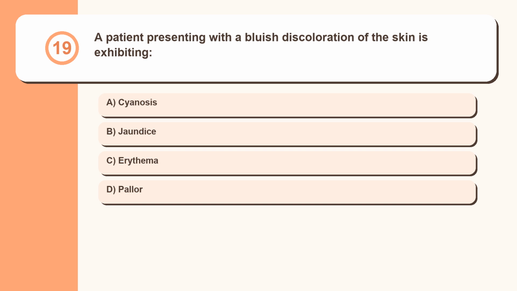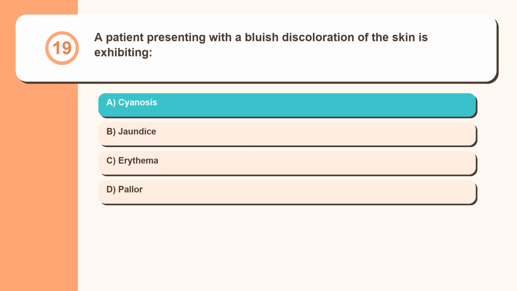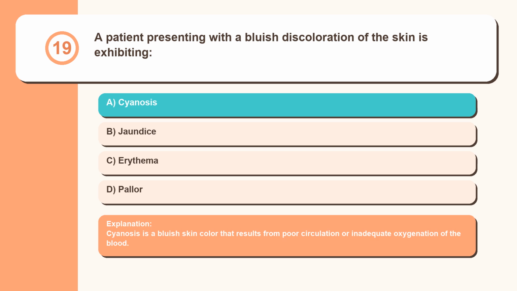Question 19. A patient presenting with a bluish discoloration of the skin is exhibiting cyanosis, jaundice, erythema, pallor. Cyanosis is a bluish skin color that results from poor circulation or inadequate oxygenation of the blood.